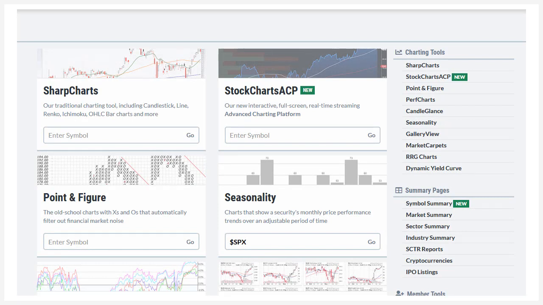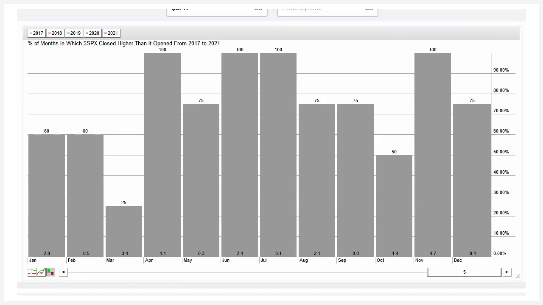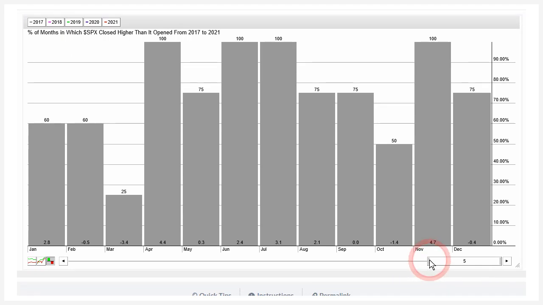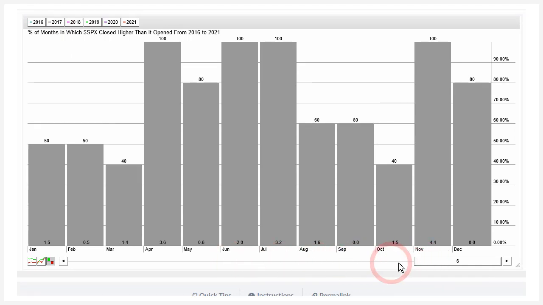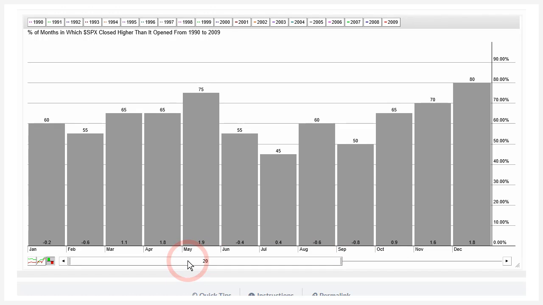So StockCharts has a really nifty seasonality tool. You can see here, this is the free charts page, and there you can see seasonality, and you just put in your symbol and click go. So here I am on that seasonality chart, and it goes back 5 years by default, but we can take it back 20 years here by dragging that slider, and I will click and drag it over. So we've got 20 years of seasonal patterns for the S&P 500. And if you want to go back in time a little, you can slide that slider over, and you can see we've got 1990 to 2009 now.